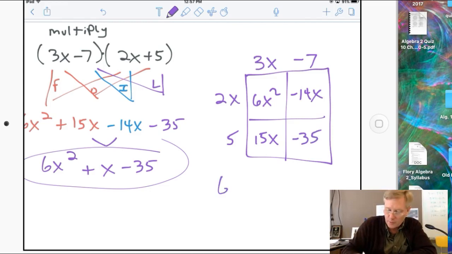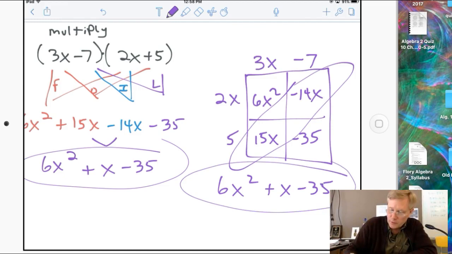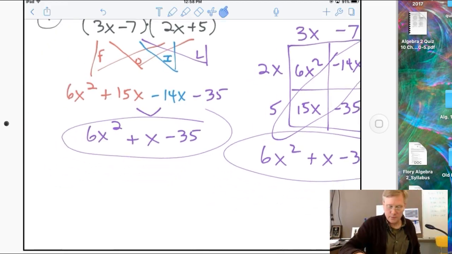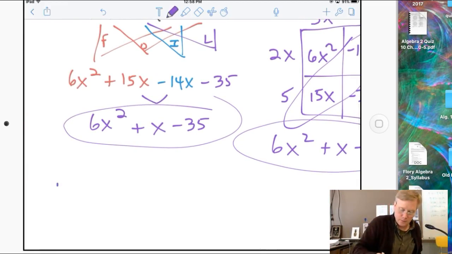And then if you add them up, you can combine those two together. You get 6x squared plus 1x minus 35. Notice you get the same answer either way. Whichever way you're good at, that's the way you should do it. Okay, so that's number 6. Number 7 is this, 3x plus 2 squared.